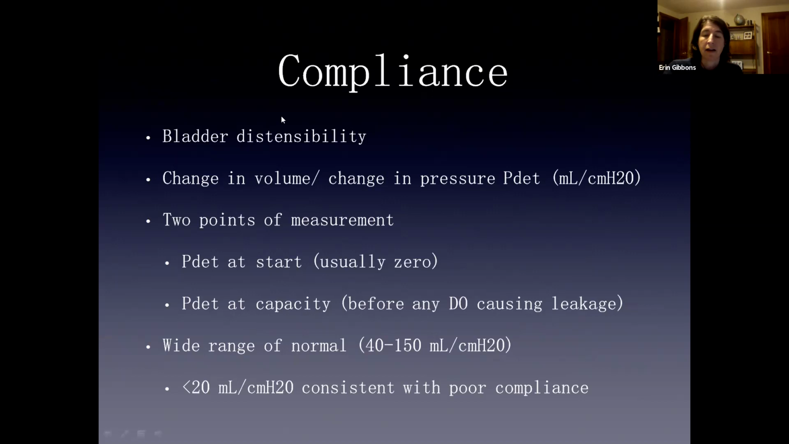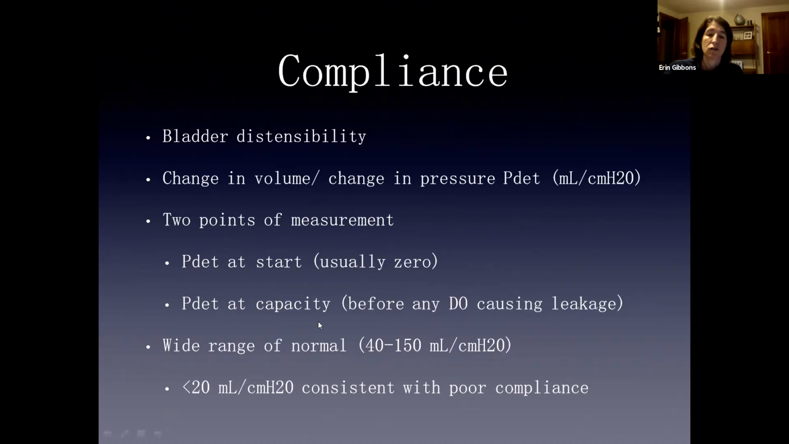So, and that comes down to bladder compliance, right? So how well does the bladder distend and hold urine at a low pressure? So the whole point of the bladder, right, is to store urine at a low pressure and then obviously void urine. So we're looking at the change in volume within the bladder as it relates to the change in pressure. So you need 2 points. So you're going to look at the pressure from the detrusor at the start, which is usually close to 0, somewhere between -5 and 5.